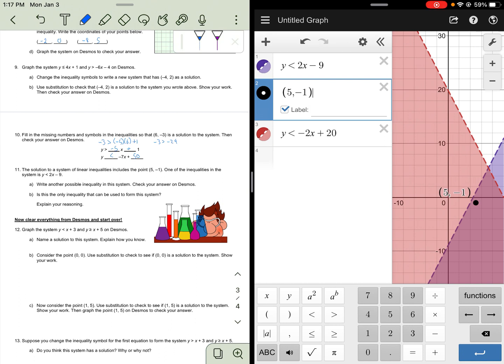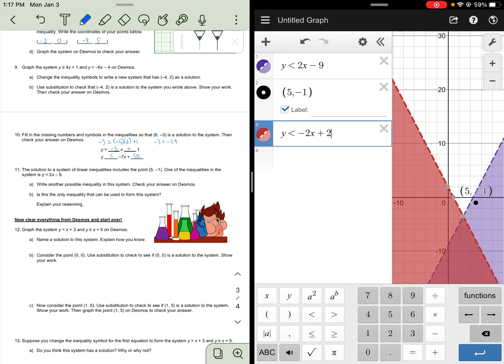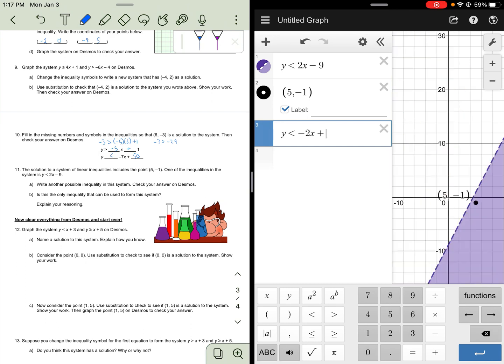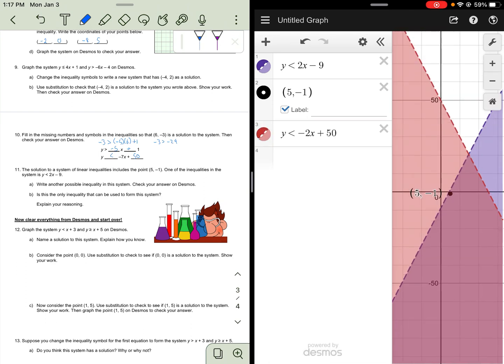And then B says, is this the only inequality that can be used to form this system? No, there's infinitely many. Let's just keep doing a number bigger than 20, like 30. That's just going to make that red region bigger and bigger, but always include that point.